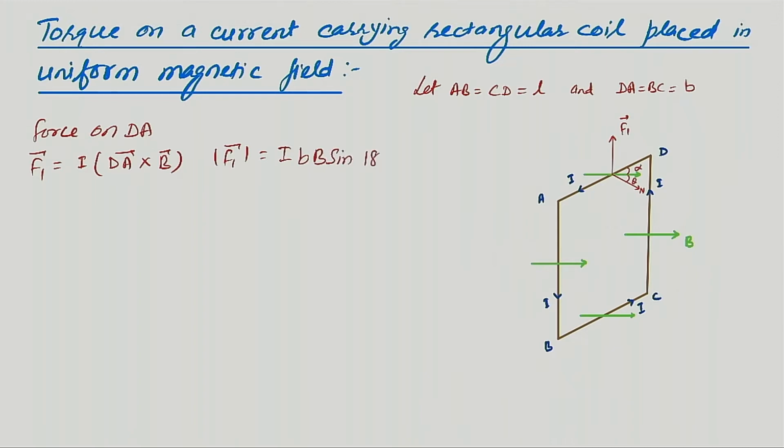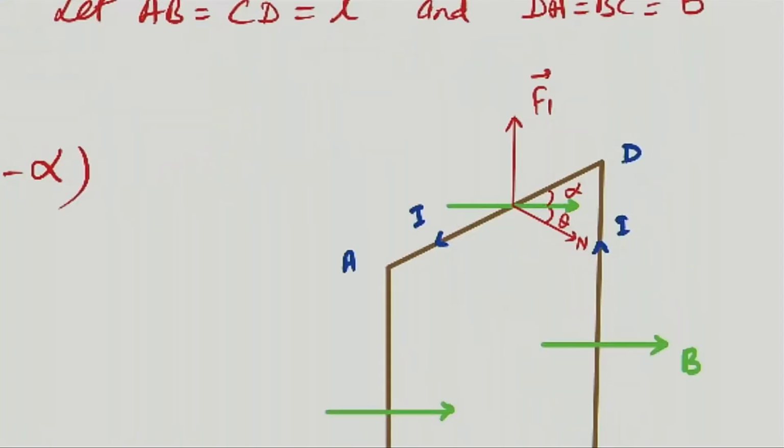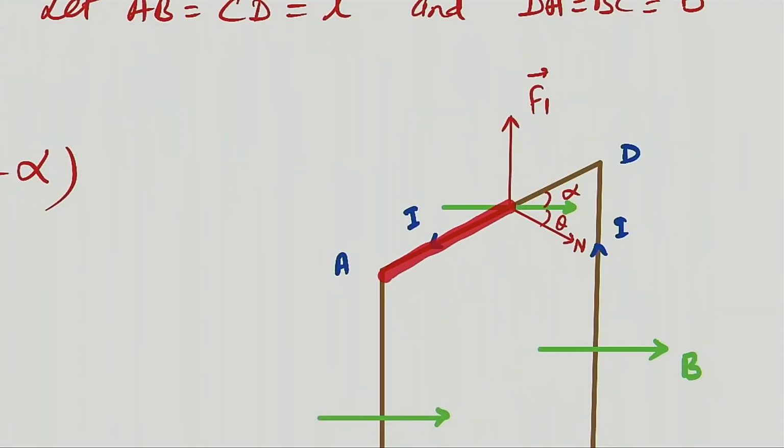Here I have used sine of 180 minus alpha. Why 180 minus alpha? Because the current flowing through this conductor is in this direction, whereas we need to take the angle between the direction of current and the magnetic field. That's why here we will not take the angle alpha. Which angle will it be? This one. So the angle will be this much, and this is 180. This angle is 180 and alpha is this, so 180 minus alpha will be the angle between these two.